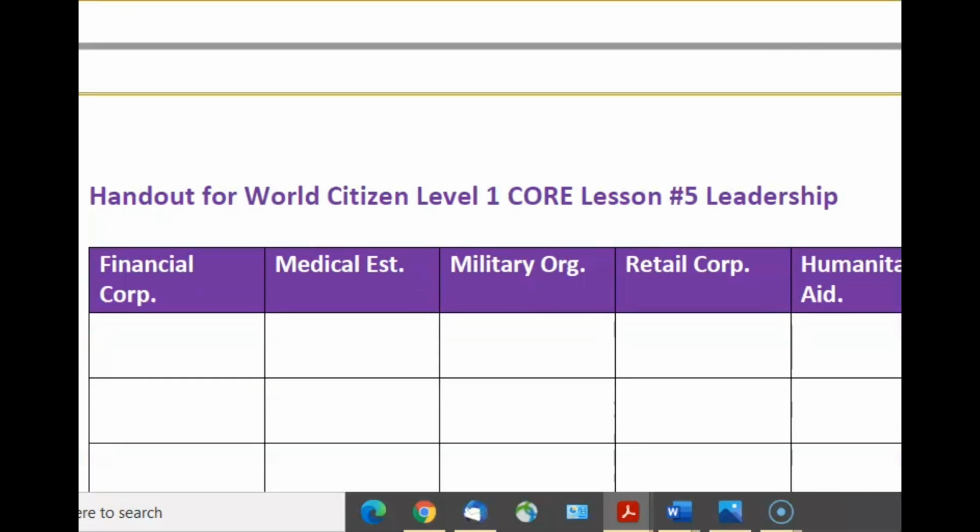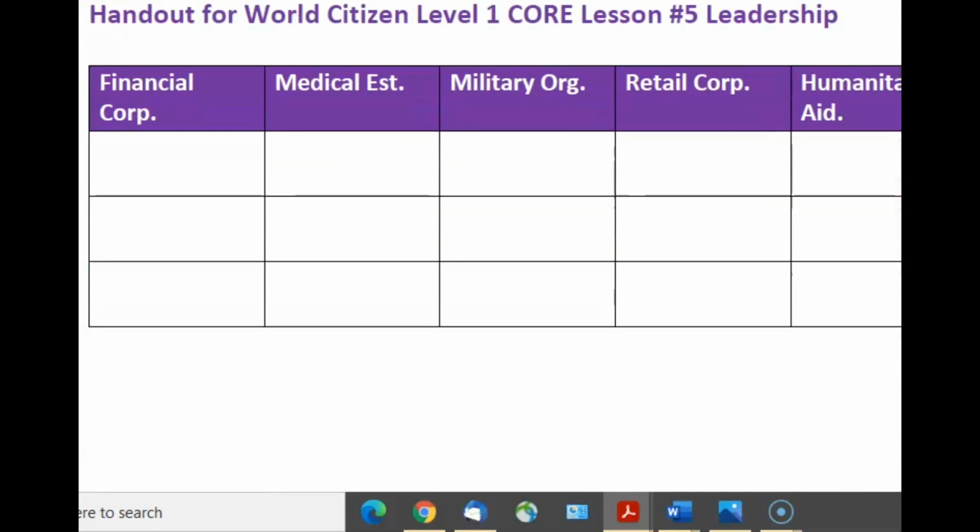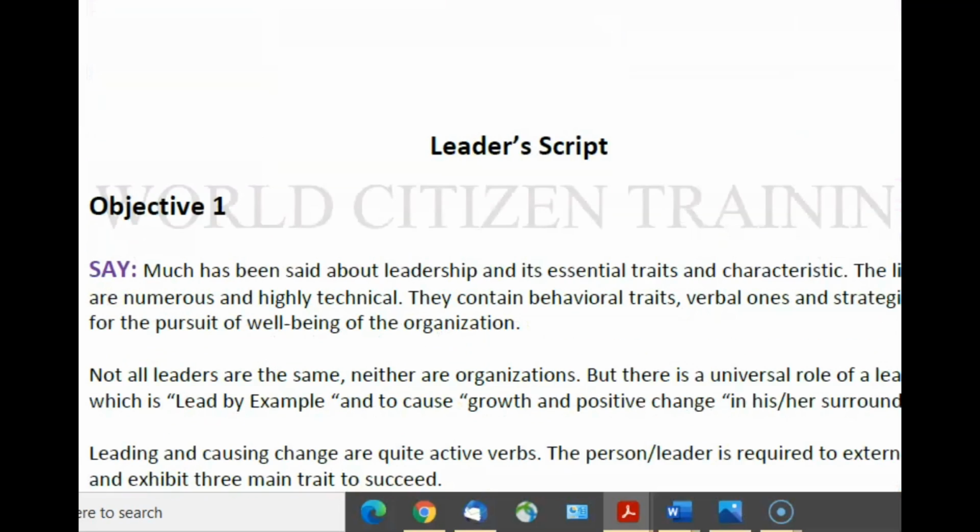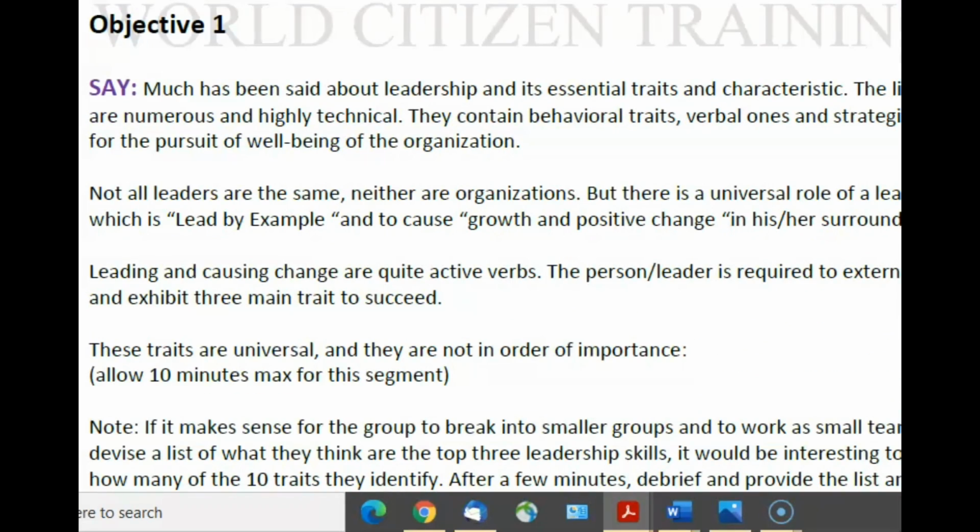There is a handout here. We provide the template so that you can copy it, paste it, and distribute it to your audience.